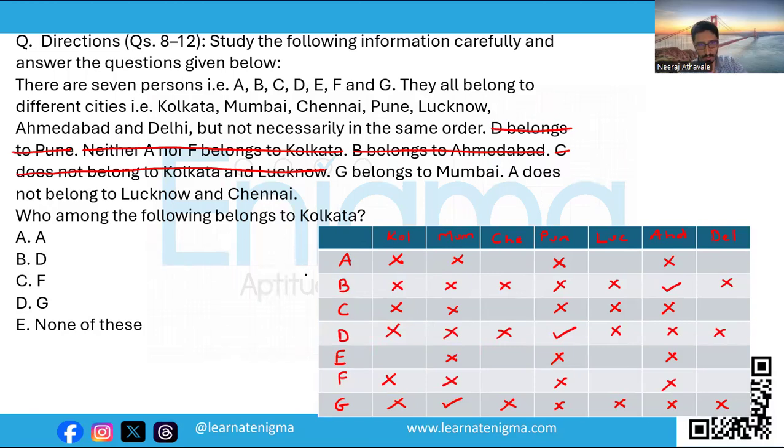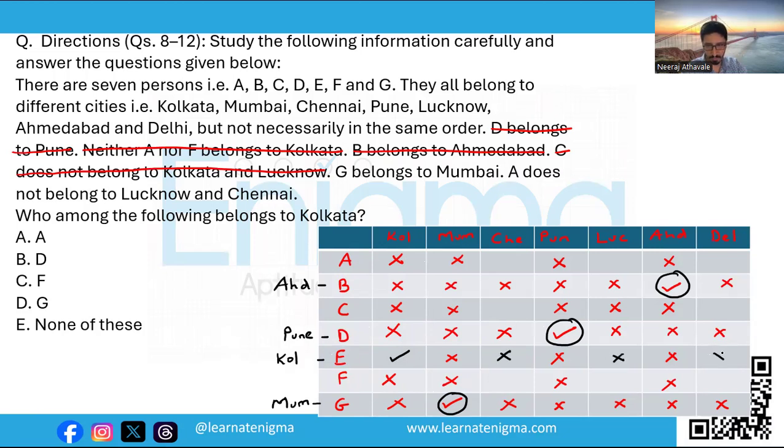Okay. So let's now take the conclusions. Now we know the exact city for B, that is Ahmedabad. For D, we know it is Pune. For G, it is Mumbai. Now, if you see over here, for Kolkata, all cities are cancelled except for E. And therefore, E will be from Kolkata. Everything else will get cancelled out.